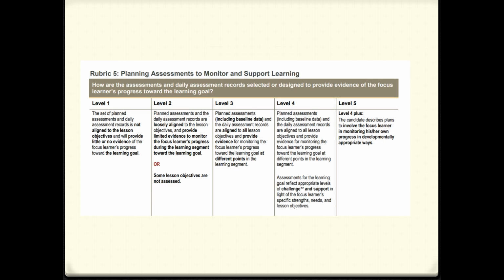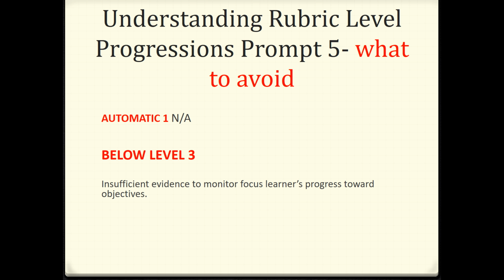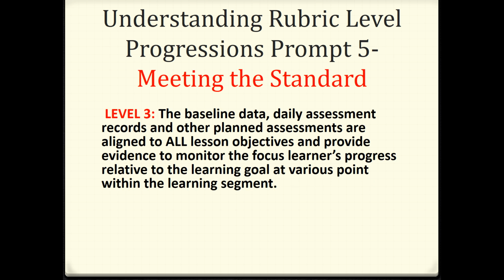Prompt 5, monitoring learning. Understanding rubric level progressions at prompt 5, what to avoid. There's no automatic one. Below a 3 means that there's insufficient evidence to monitor focused learners' progress toward the objectives. Meeting the standard means the baseline data, daily assessment records, and all other planned assessments are aligned to all lesson objectives and provide evidence to monitor the focused learner's progress relative to the learning goal at various points within the learning segment.